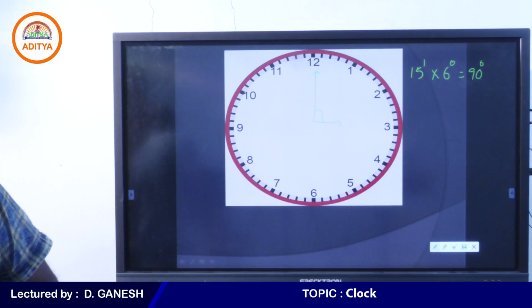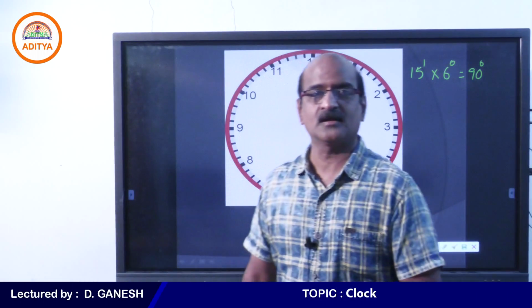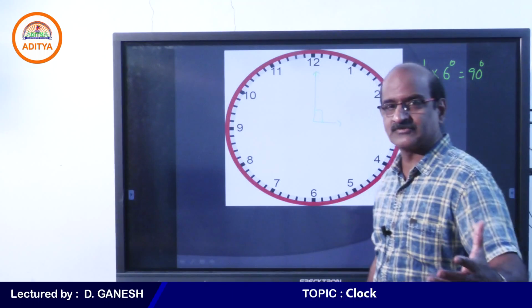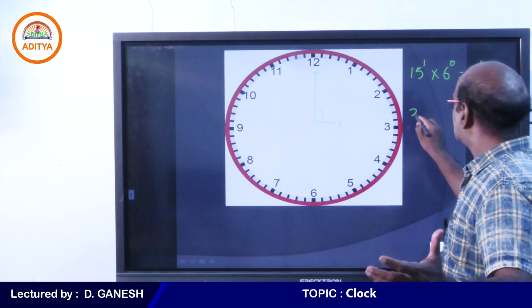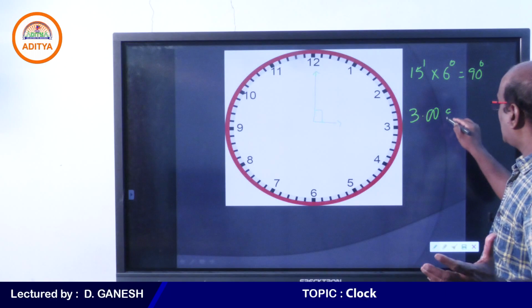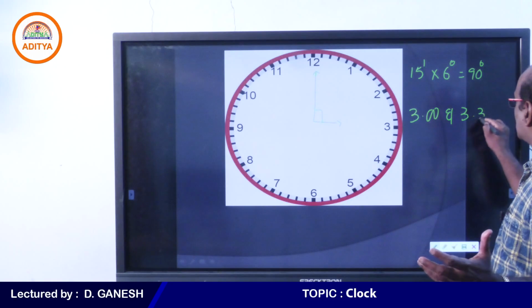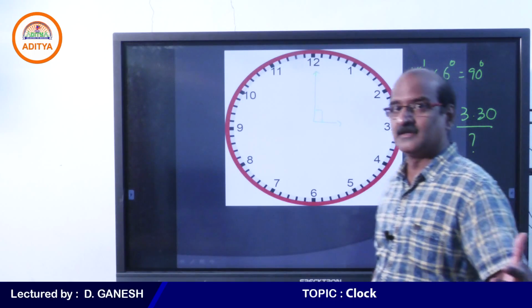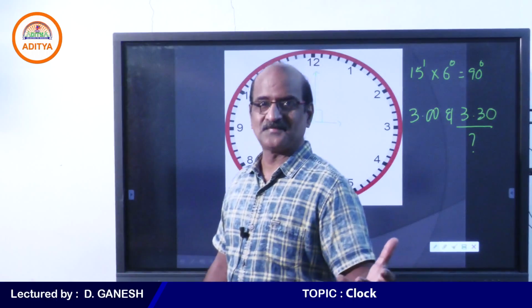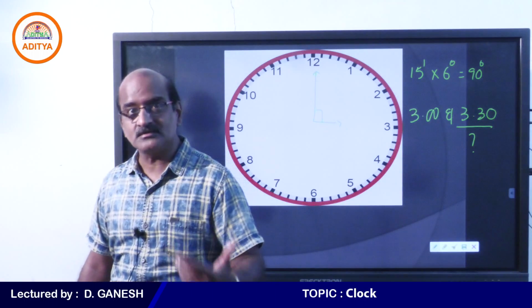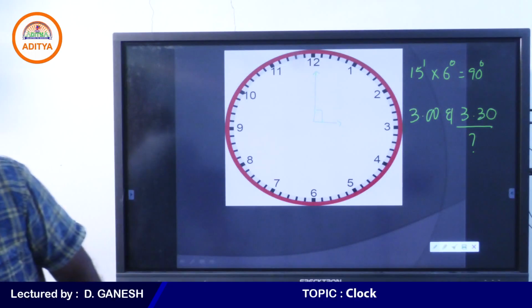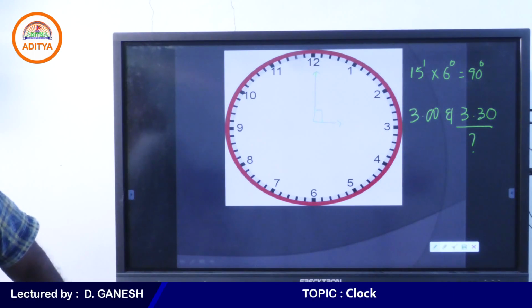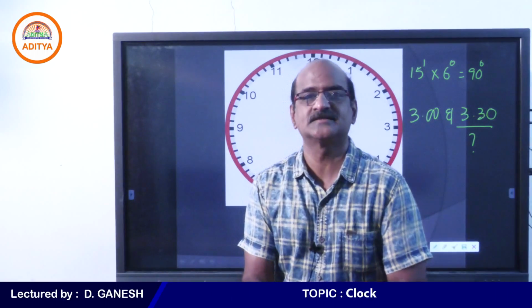At 3 o'clock, you can clearly see that. My point is, after what time will the hands be at right angles? At 3 o'clock, and next time it is close to 3:30. May not be very close, not exactly 3:30, but close to 3:30. Therefore, this is right angles.